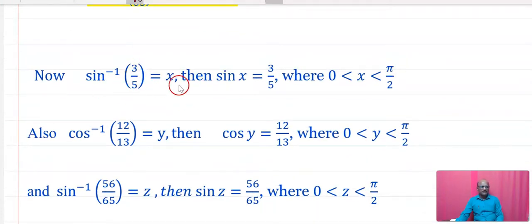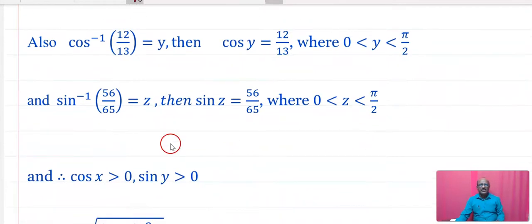Sine inverse of 3 by 5 is x. Therefore sin x is equal to 3 by 5, and the value of x lies between 0 and pi by 2. Cos inverse of 12 by 13 is y, then cos y is equal to 12 upon 13, and y lies between 0 and pi by 2. Next, sine inverse of 56 upon 65 is z. Then sin z is equal to 56 upon 65, where z lies between 0 and pi by 2.